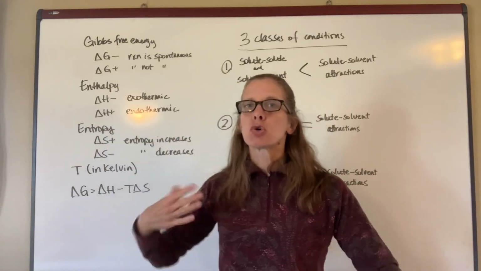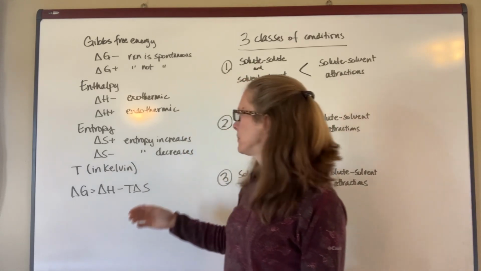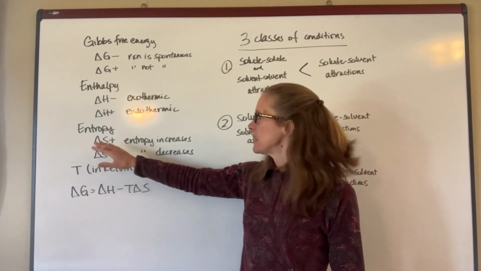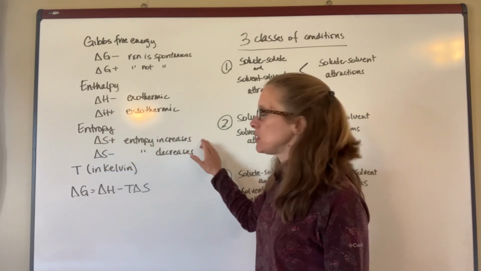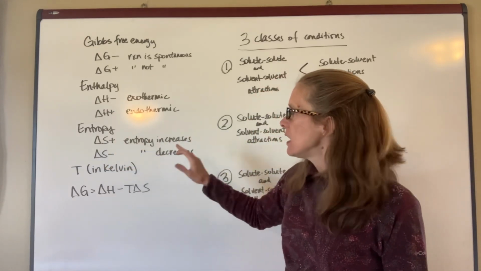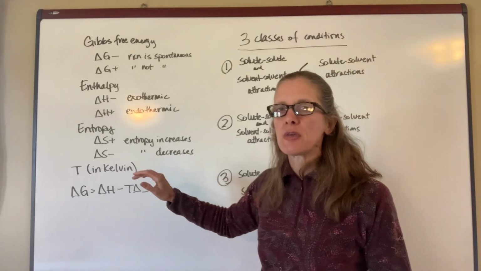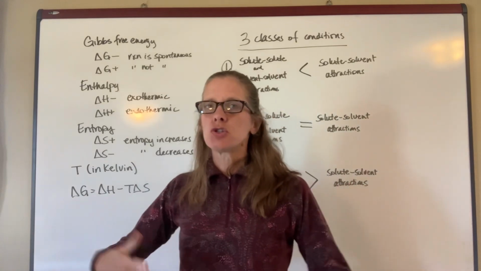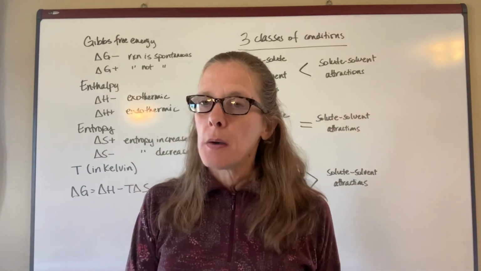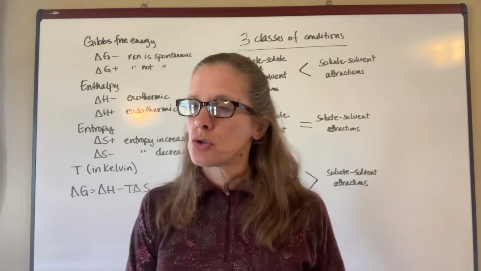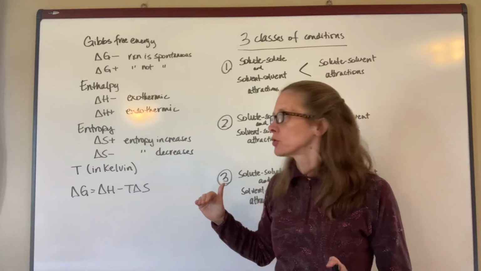Entropy, measure of disorder of a system. The more disordered it becomes, the greater delta S is. And so if delta S is positive, it means your entropy is increasing. If delta S is negative, it means your entropy is going to decrease. And remember that in nature, things tend to become more disordered. Now, they don't always become that way. You can force them to go the other direction, but the natural tendency is for things to become more disordered.